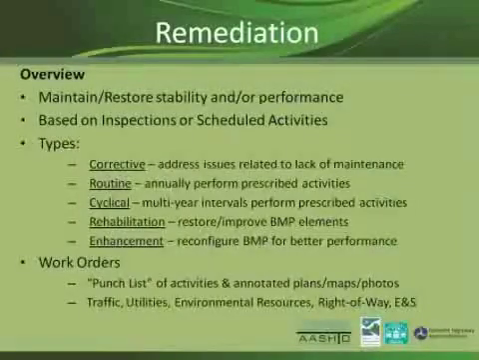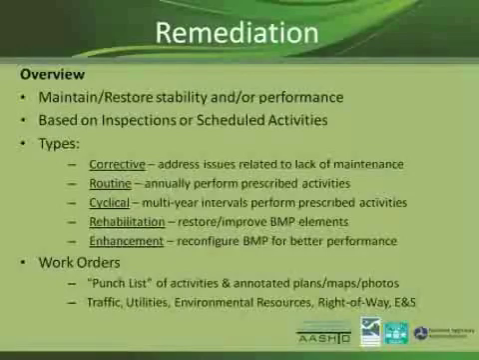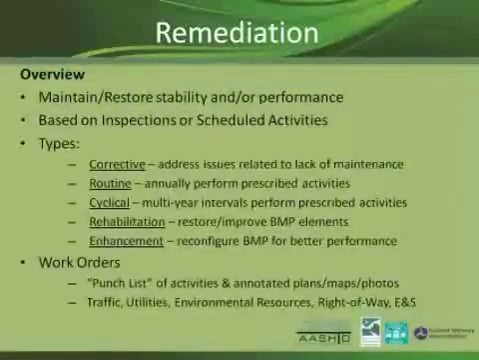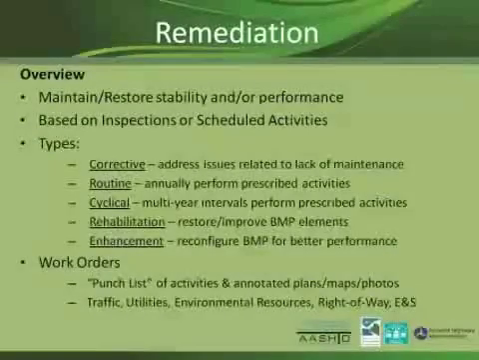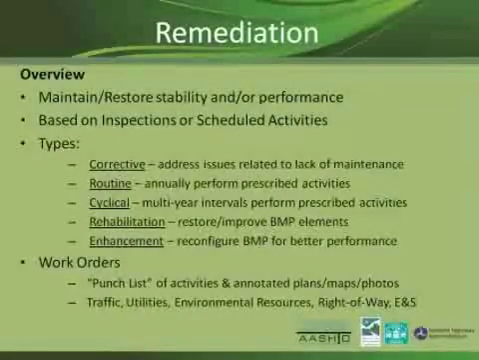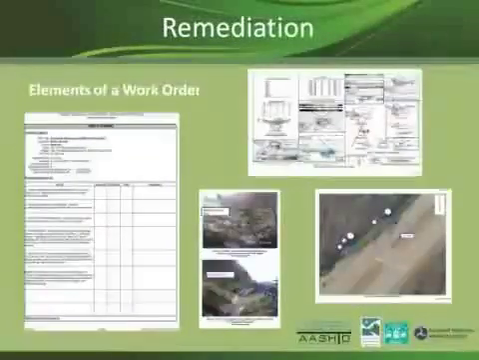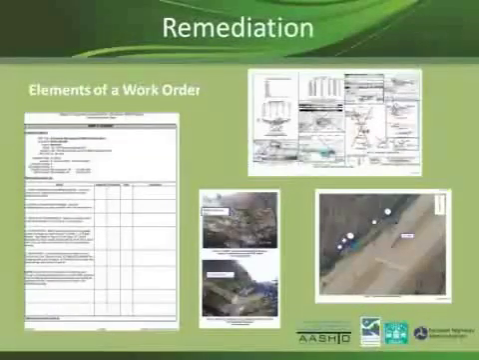And then also recognizing, particularly with our older BMPs, that they become obsolete or really aren't considered effective any longer, and you have to go through a process of enhancing them. Either way, all these activities can be done under a work order format geared towards pretty predefined punch lists, activities, and annotating the plans, maps, and photos to show where the work has to be done. And one thing you can fail to recognize is there are a lot of other things. You've got to deal with traffic, utilities, environmental resources, right-of-way, ENS. These all need to be considered in the costs as well as activities.